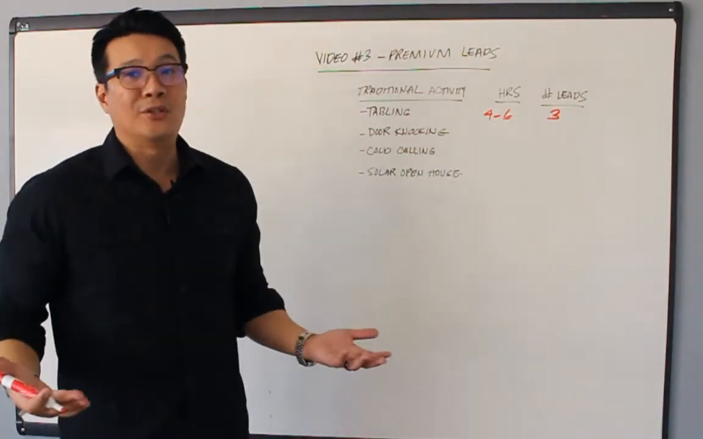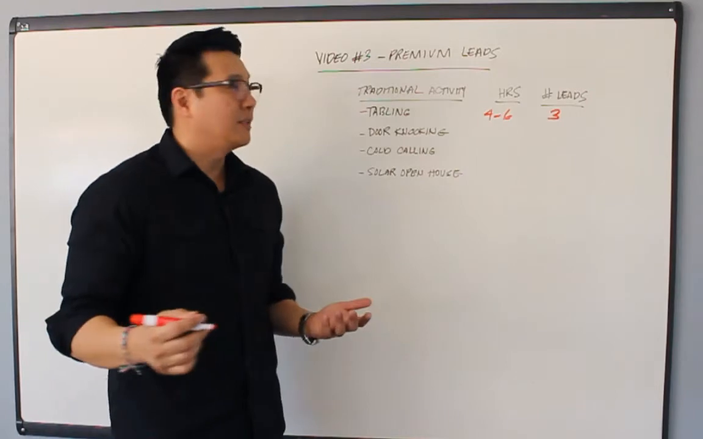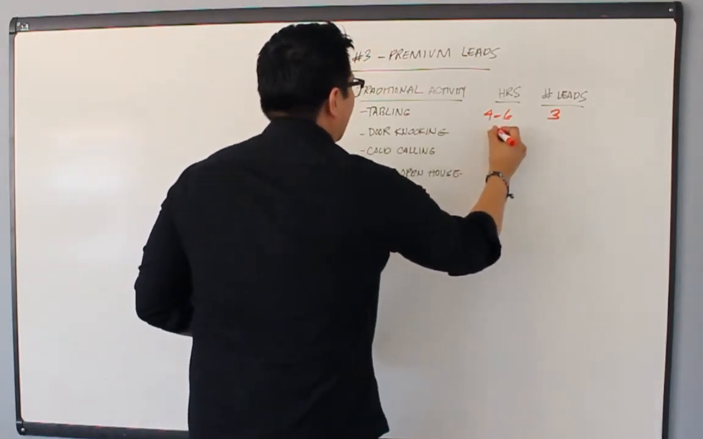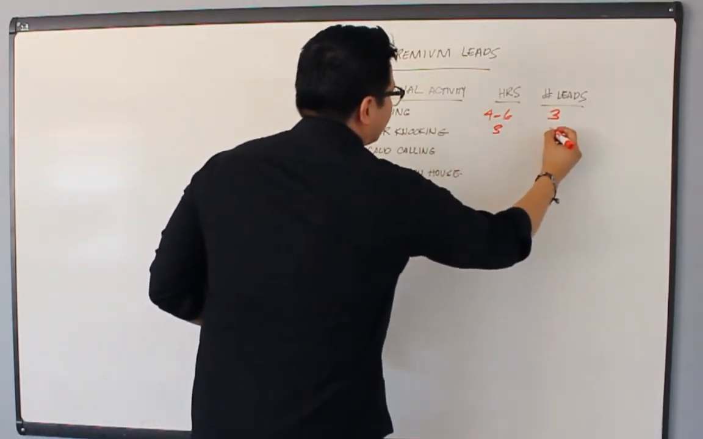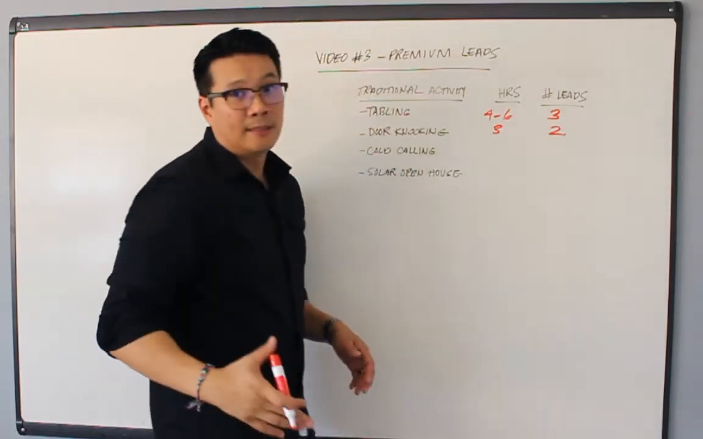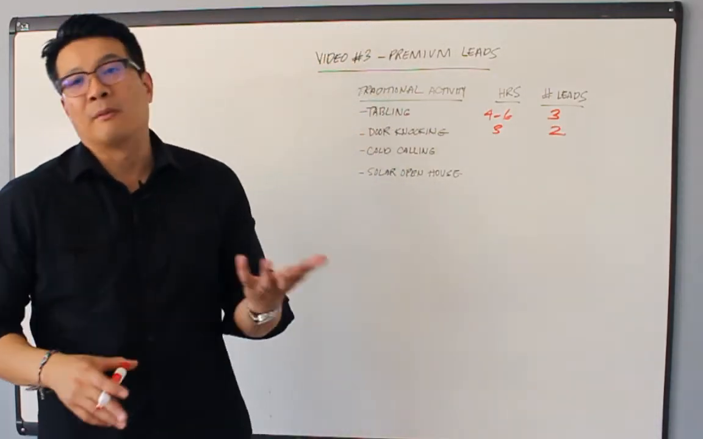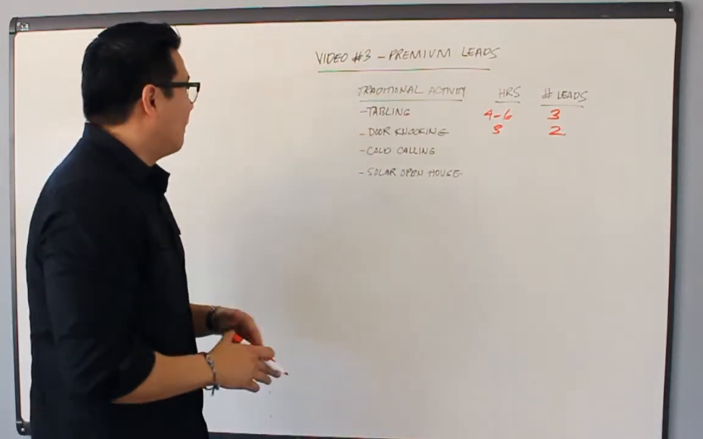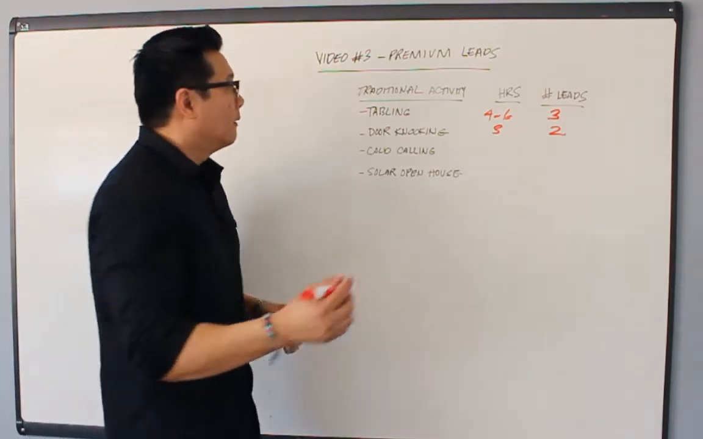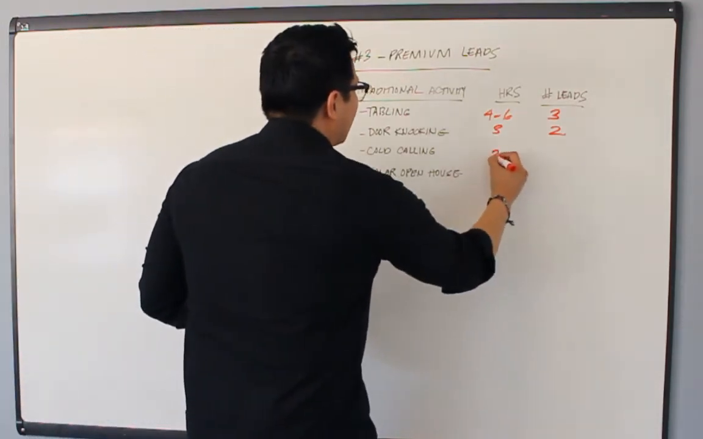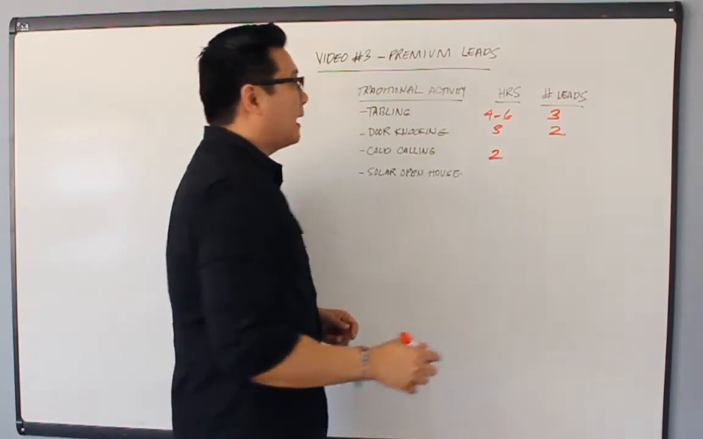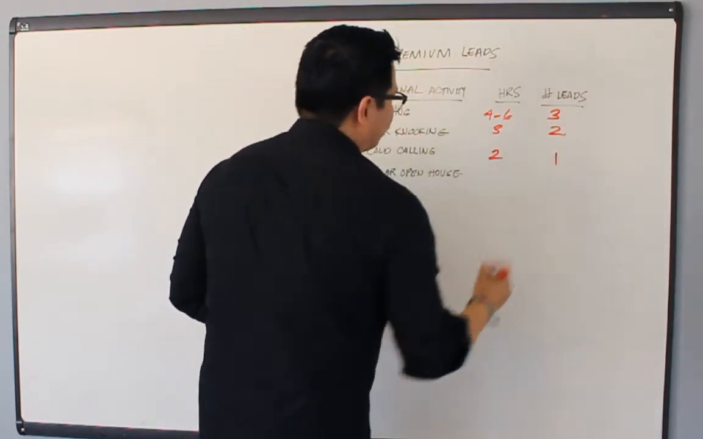The next activity you're doing is probably door knocking, right? So you're probably spending about 3 hours of your time door knocking to possibly get 2 leads. That sounds pretty accurate. Maybe you get a little bit more, maybe a little bit less. The next activity is cold calling, right? You probably spend maybe 2 hours of your time there and you're probably going to get maybe 1 lead.